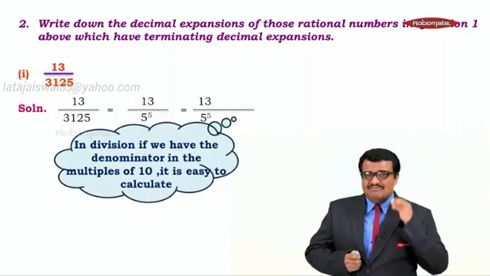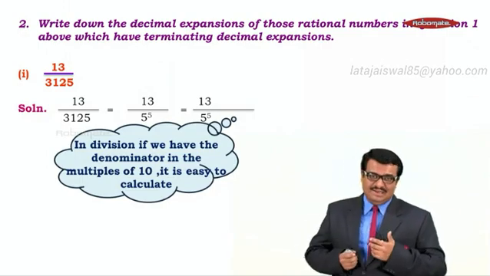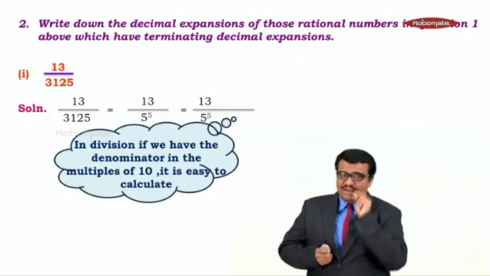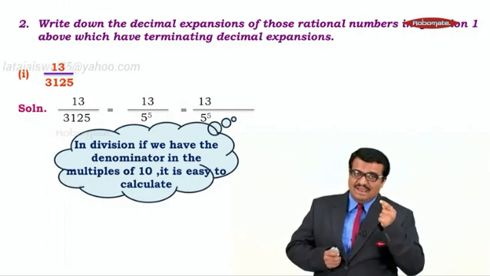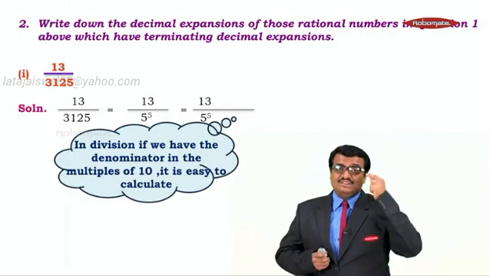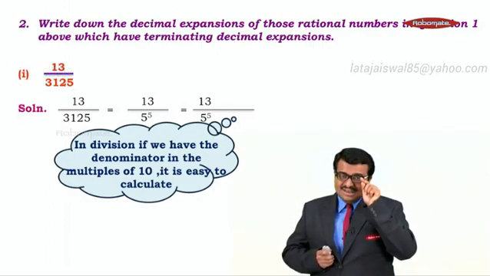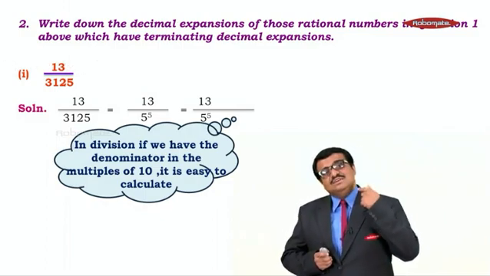In division, if we have the denominator in multiples of 10, it is easy to calculate. Now we have got 5 raised to 5. Suppose I have one 2 raised to 5 also in the denominator, so 5 raised to 5 into 2 raised to 5 in the denominator can be written as 10 raised to 5. And 10 raised to 5 means 1 and after that 5 zeros, which is 1 lakh. Right? It is easy to divide.